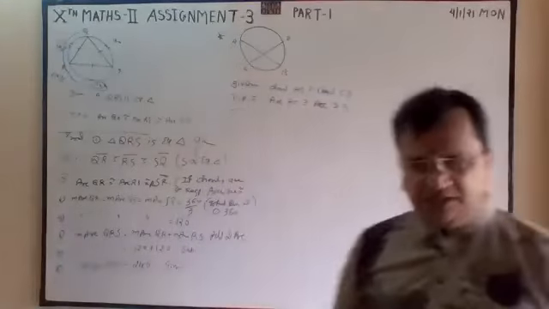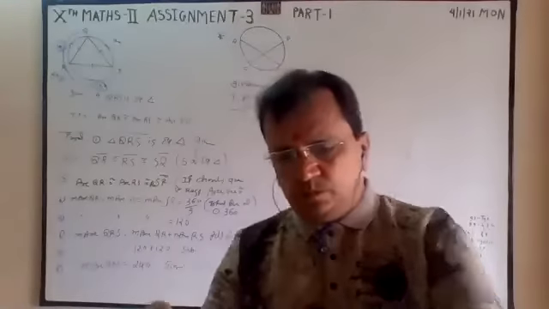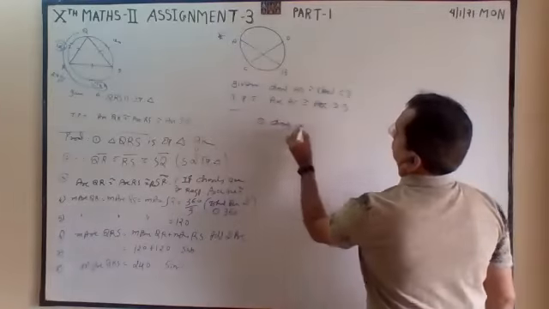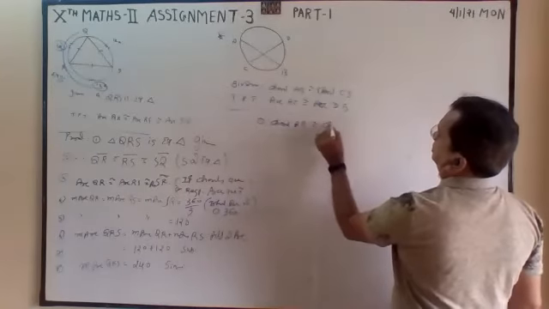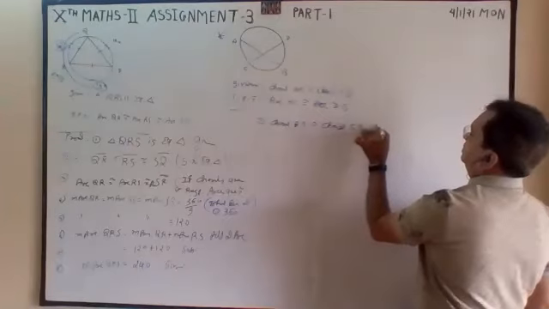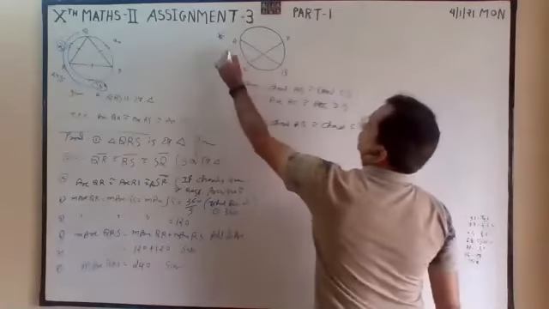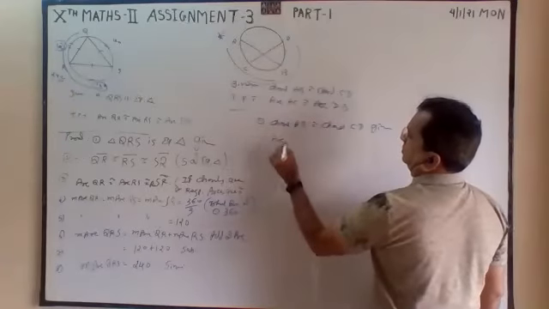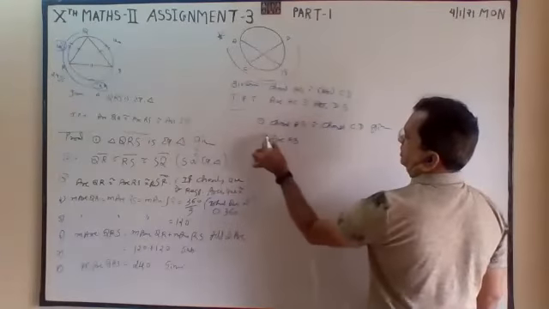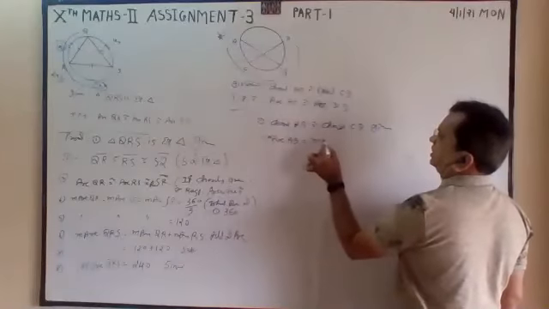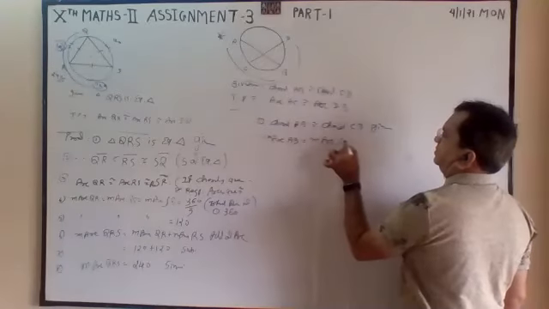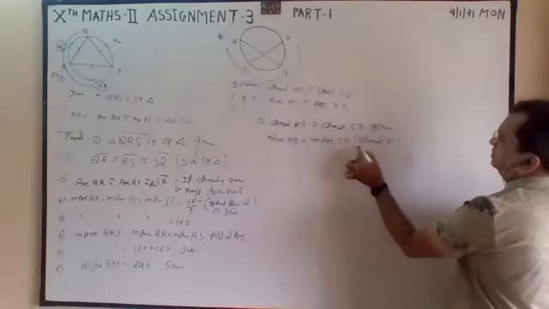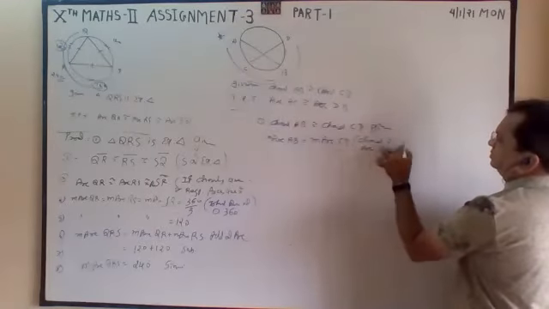It's very simple. You can see. First, chord AB congruent chord CD, given. Chords are congruent, so arcs are congruent. Therefore, major arc AB is equal to major arc CD. Chords congruent, therefore arcs congruent.